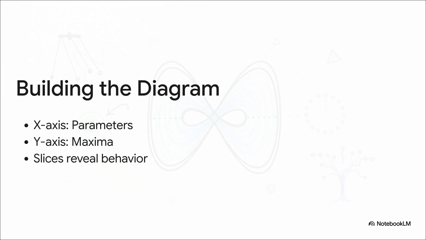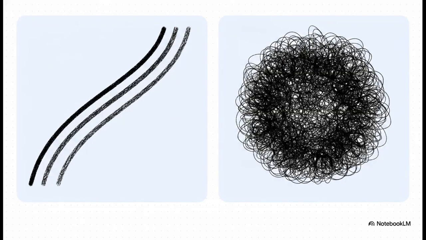On the x-axis, we plot the range of our parameter, say A going from 0.3 to 0.45. On the y-axis, we plot the local maxima we found for a chosen state at each of those parameter values. This means any vertical slice of this diagram instantly reveals the system's exact qualitative behavior for that specific parameter. And this brilliantly illustrates the real power of this visual tool.